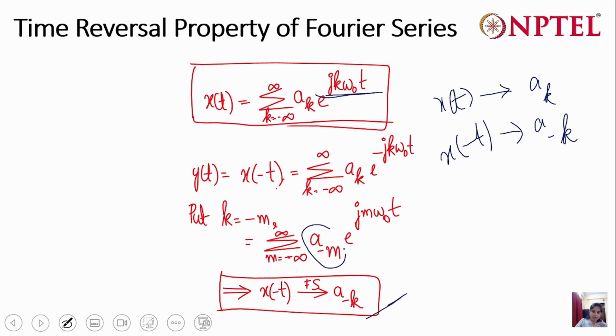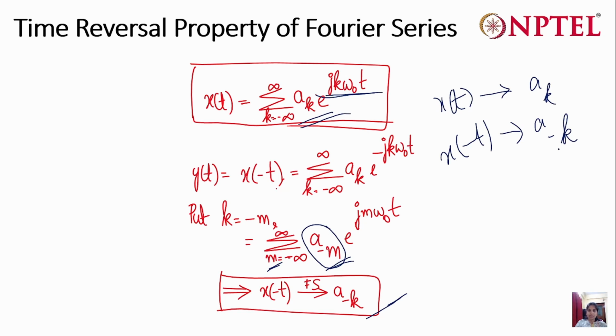Because here, instead of ak, now you have a minus m, and obviously the summation is in terms of the m variable. So when I have x of t, the Fourier series coefficient is ak. When I have x of minus t, the Fourier series coefficient is a minus k. This is the time reversal property of Fourier series.